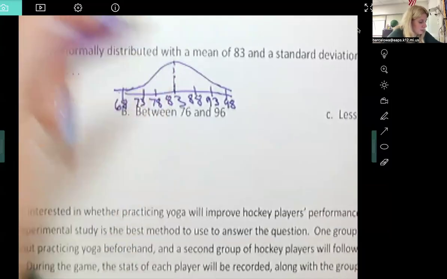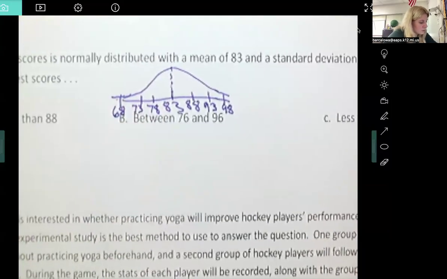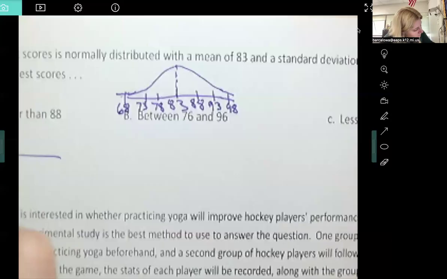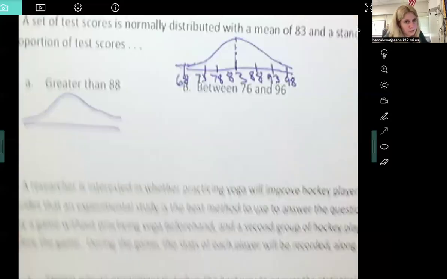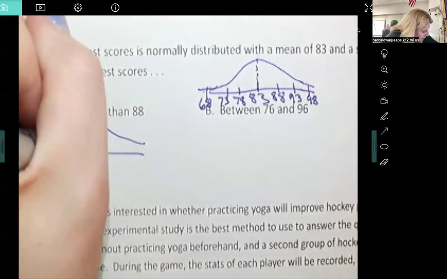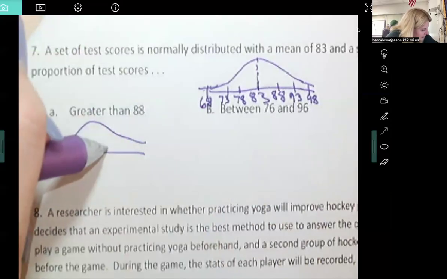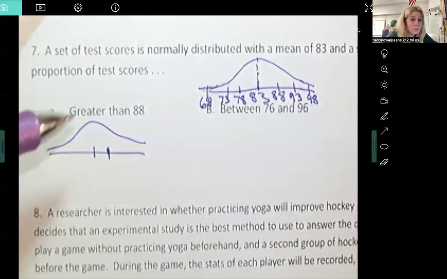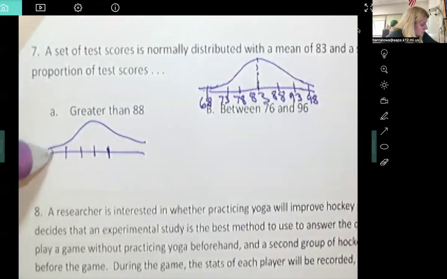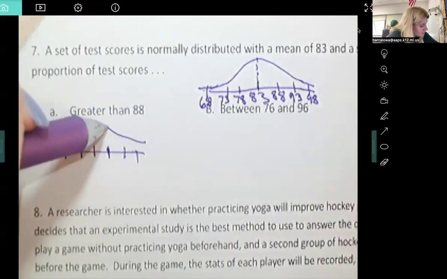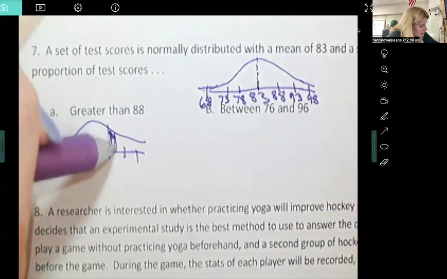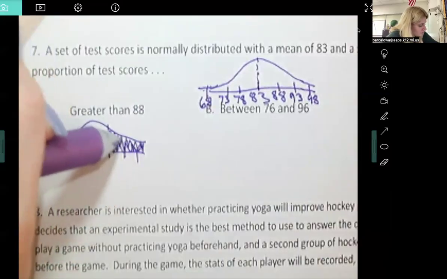Here's my mean right in the middle. Okay, so greater than 88. I'm going to draw a picture with a little bit less detail now. Here's my mean. I know 88 is exactly 1 standard deviation up. So greater than 88 would be shading this whole section.